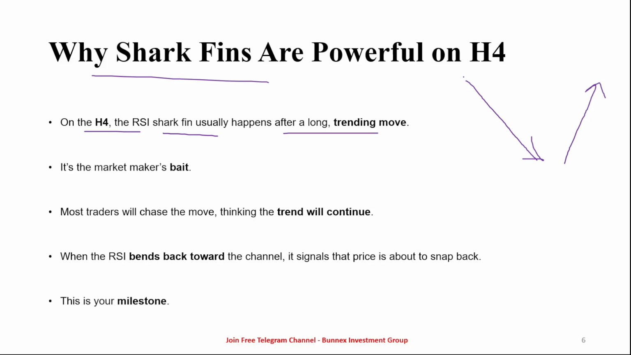A long sustained trend is good for traders, but the market makers are also wise to use it to bait traders. Why? Because most traders will chase the move thinking the trend will continue. They will be saying the market is still trending to the downside like that. But when we are using the shark fin, we know exactly where the market can actually reverse. So when the RSI bends back towards the channel, it signals that price is about to snap back.